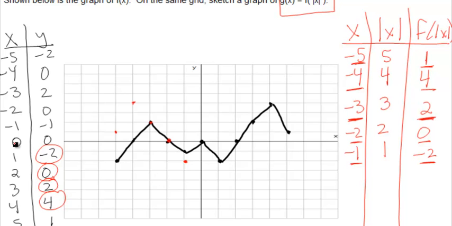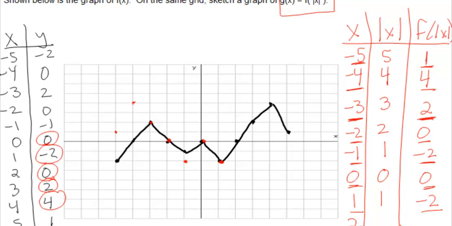All right, let's go to 0. If I use an input of 0 for x, the absolute value of 0 stays 0, and the function value at 0 is also 0. So this is going to be 0, 0, right at the origin. Now let's try some positive inputs to begin with, some x's like +1. If x is 1, in absolute value that's going to stay 1, and the value of the function at 1 was -2. So we're plotting 1, -2, right down here.